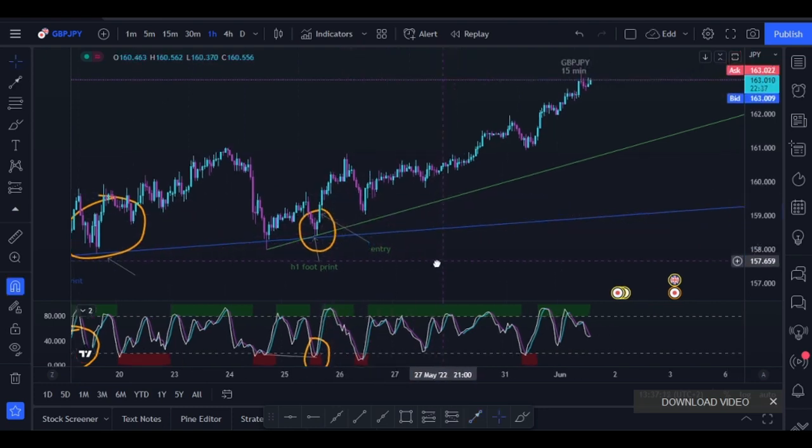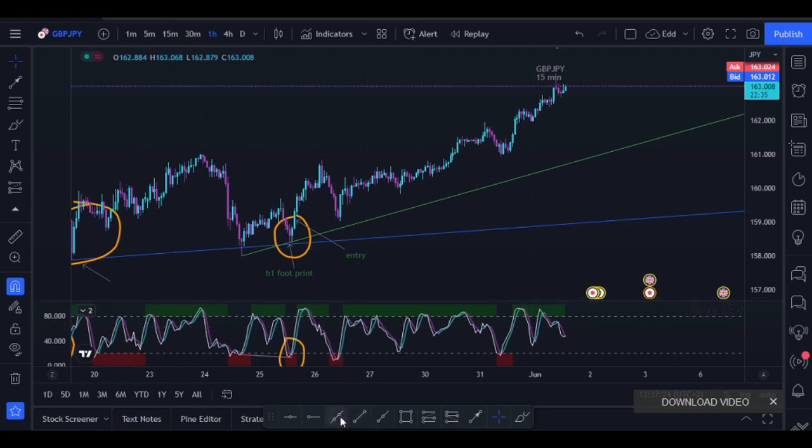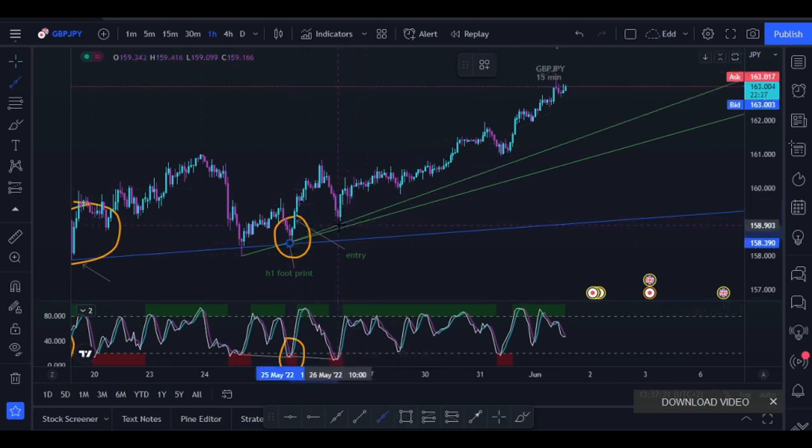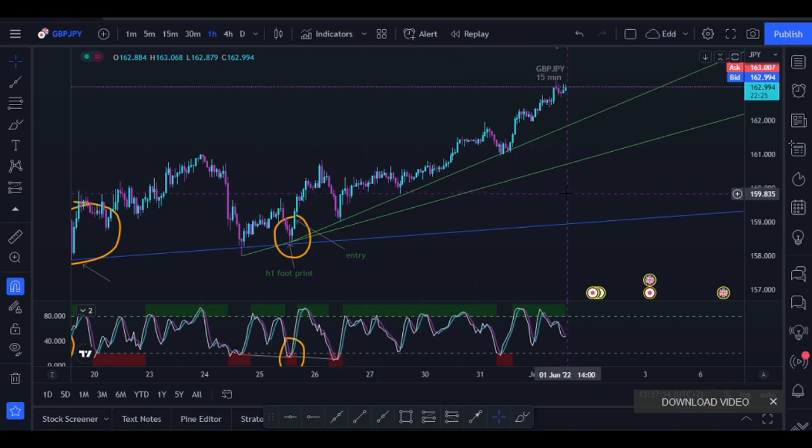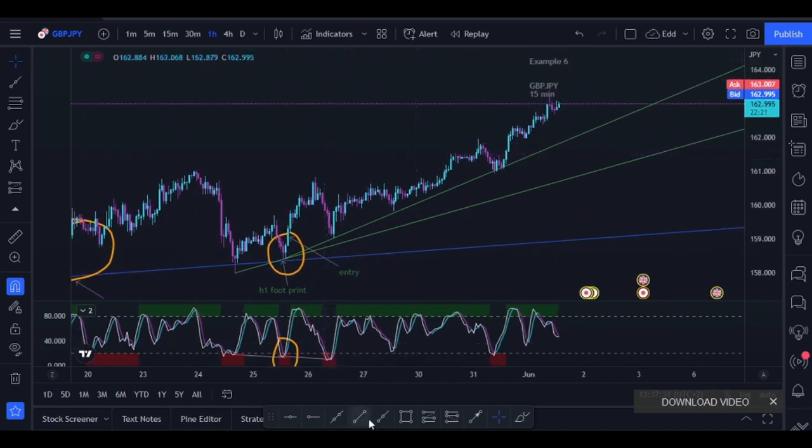And then I see another hidden divergence right here. So this here would have been another entry right there. As you see, the line is still valid. It was not broken, not even once. Look at how clean it is. So clean. Market respected it. One would have entered here, and one would have entered right there.